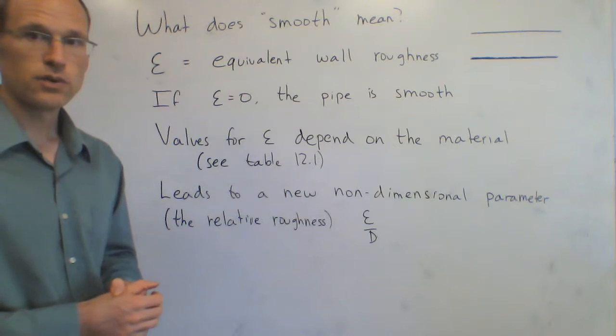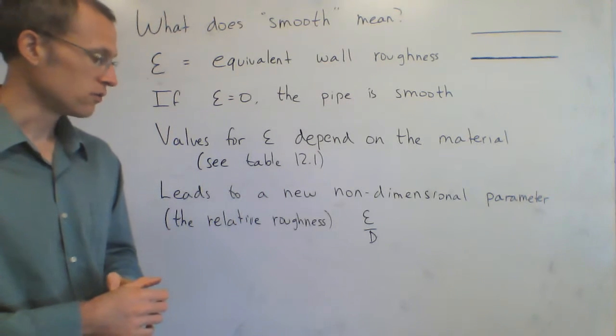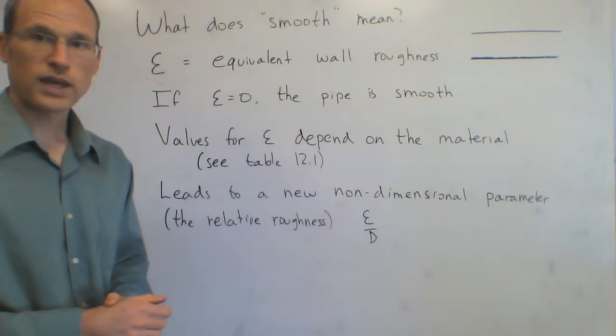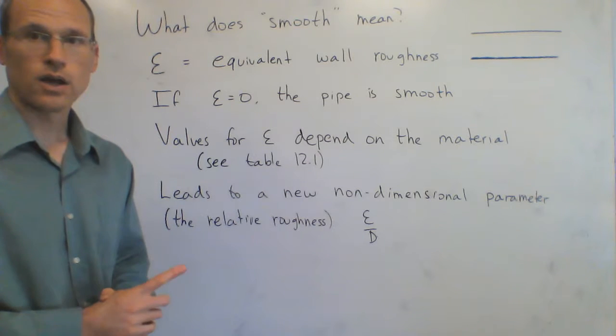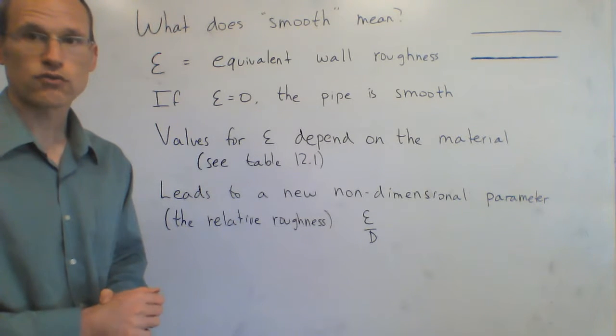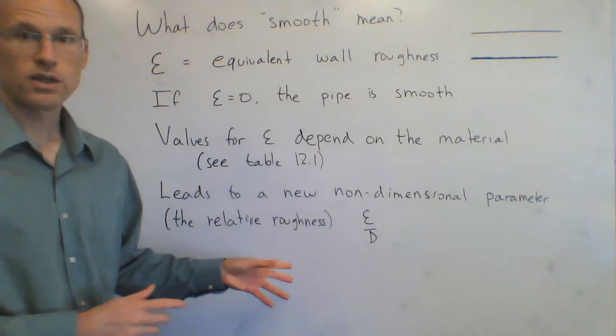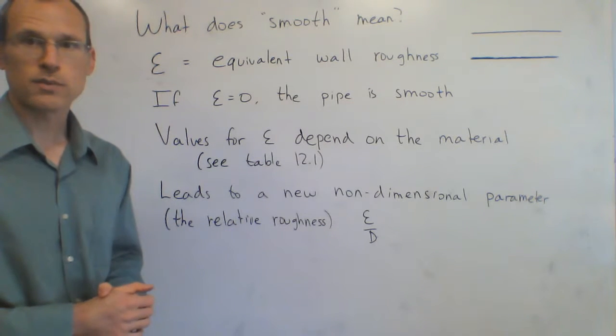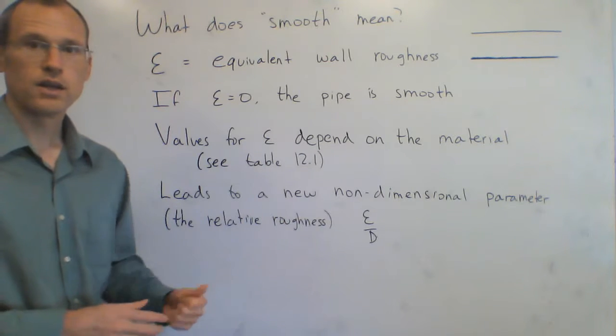And then this leads to a new non-dimensional parameter called the relative roughness, epsilon over d. So if you remember, the previous formula we had for F only depended on one non-dimensional parameter, the Reynolds number. Now that we have this one as well, we need a new formula involving both of these parameters, the Reynolds number and this relative roughness.